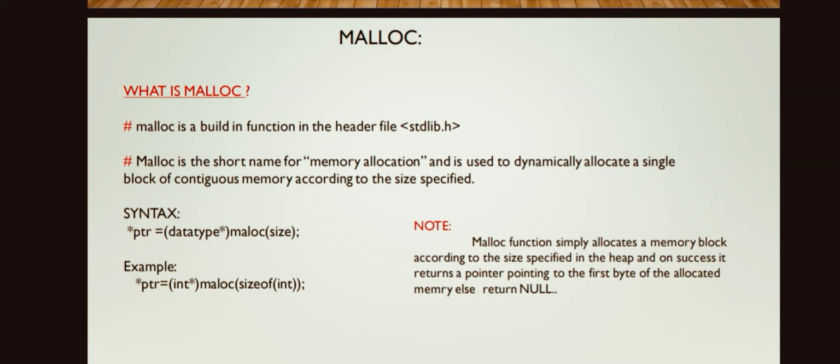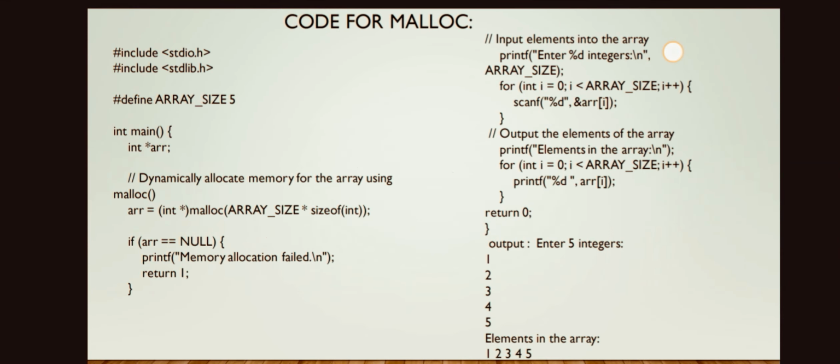This is a simple code of the malloc function. We have declared the necessary header files, that is stdlib.h and stdio.h. stdio.h is for input and output operations, and the second one is for dynamic memory allocation. After that, we have declared a constant, an array name with the size of 5. In the main function, we declared one pointer variable called arr to initialize the malloc function.